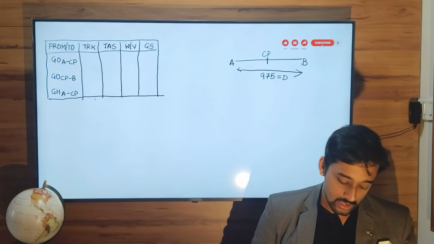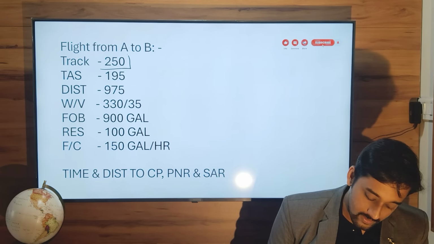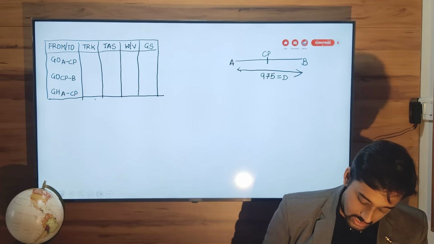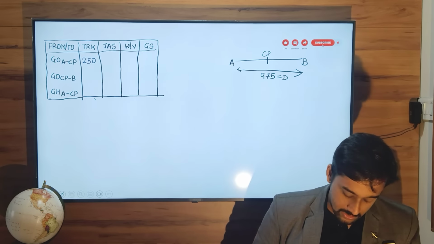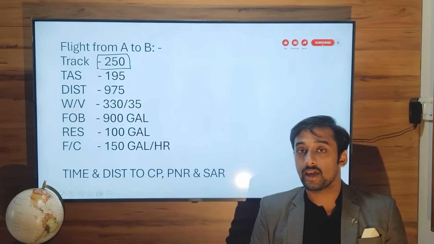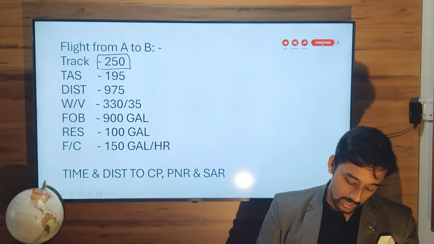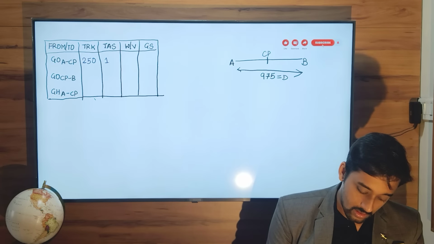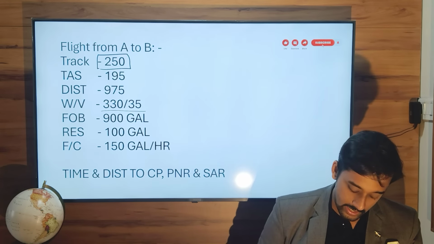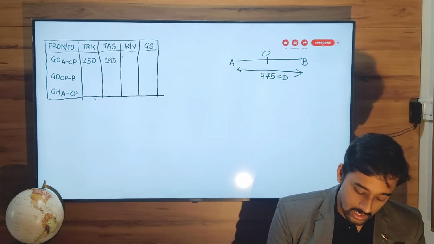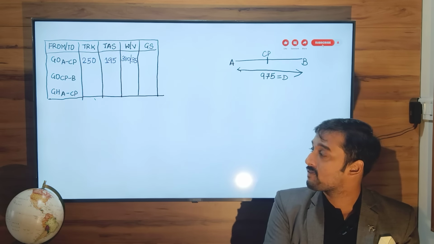Now let's substitute the values. Now going from A to CP outbound, your track is how much? 250. Your true airspeed given to you is, you have been given only one speed, so that speed you will use for all conditions. 195. Wind velocity is how much? 330 at 35. 330 at 35 is your wind velocity.